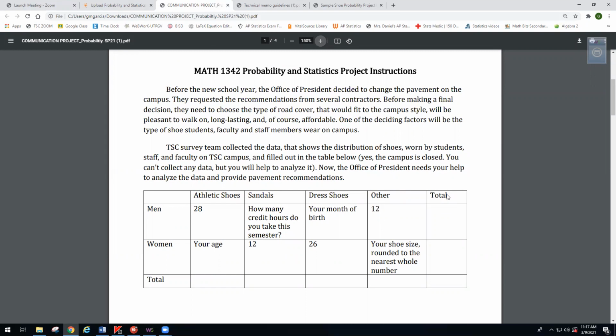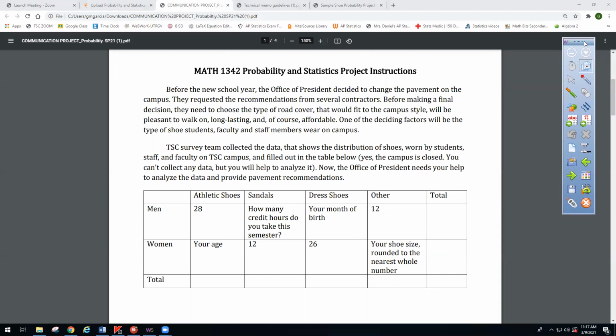Yes, the campus is closed. You can't collect any data, but you will help to analyze it. Now, the Office of President needs your help to analyze the data and provide pavement recommendations. So again, because the campus is closed and we cannot go out and about and survey what type of shoes students, faculty, and staff wear on TSC campus, we made this two-way table, a contingency table that we have here, where you're just going to fill in some boxes so that not everyone has the same contingency table.